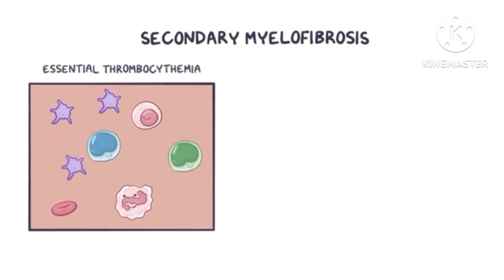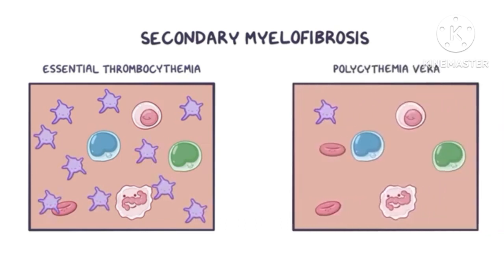Secondary myelofibrosis can develop from conditions like essential thrombocythemia, which is where excess platelets are produced, and polycythemia vera, which is where excess red blood cells are produced.